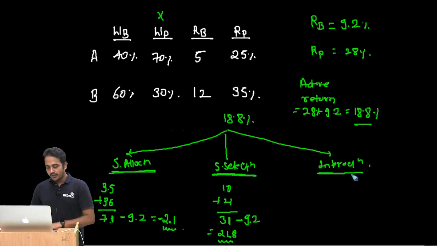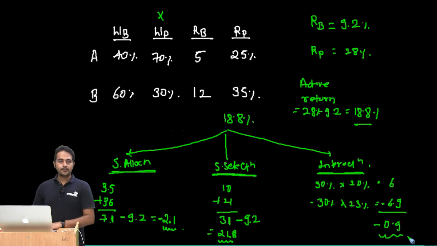And the interaction component. In interaction we take the active weights, that's 30% and minus 30%, and we take the active returns, that's 20% and 23%, so that's going to be 6 and 6.9, please cross check, and therefore this is going to be minus 0.9. And the three numbers should add up to 18.8%. Are we okay with this?